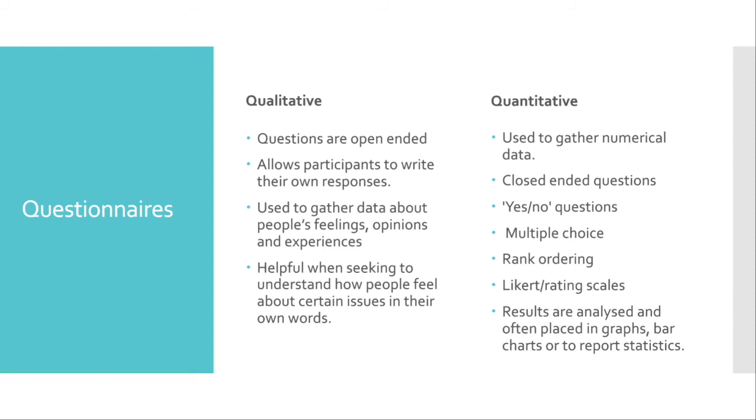Quantitative questionnaires are used to gather numerical data. They can include closed-ended questions, for example, allowing participants to choose their age groups, yes/no questions, multiple choice, rank ordering, or Likert or rating scales. These questions ask participants to state their opinions based on a given scale, for example, a scale of 1 to 5, 1 being poor and 5 being best. Results are then analysed and often placed in graphs, bar charts, or to report statistics.